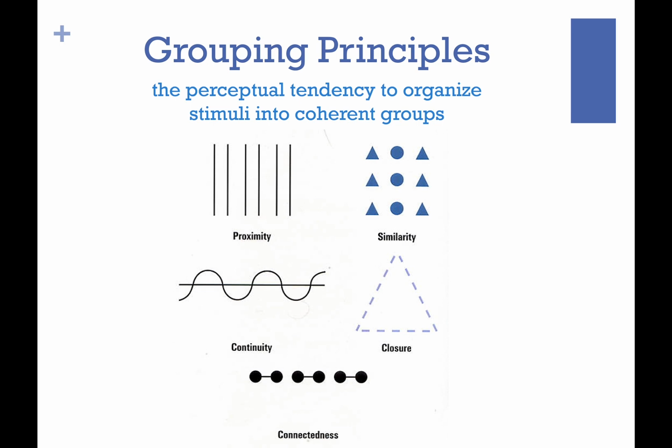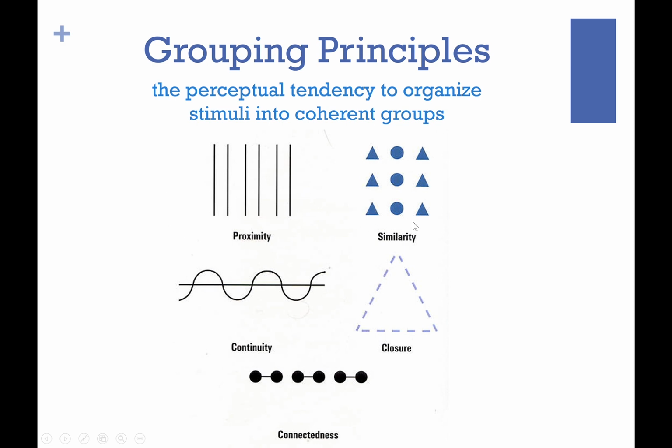Grouping principles. This is what your brain does as a tendency to find patterns in a world that doesn't typically make sense. Even nonsensical things, your brain will tend to group them together. For instance, proximity. If you look at the top left here, you have 6 line segments there, but your brain sees 3 columns, 3 separate divisions, or it sees 2 spaces. But your brain has a tendency to group things together by their proximity.